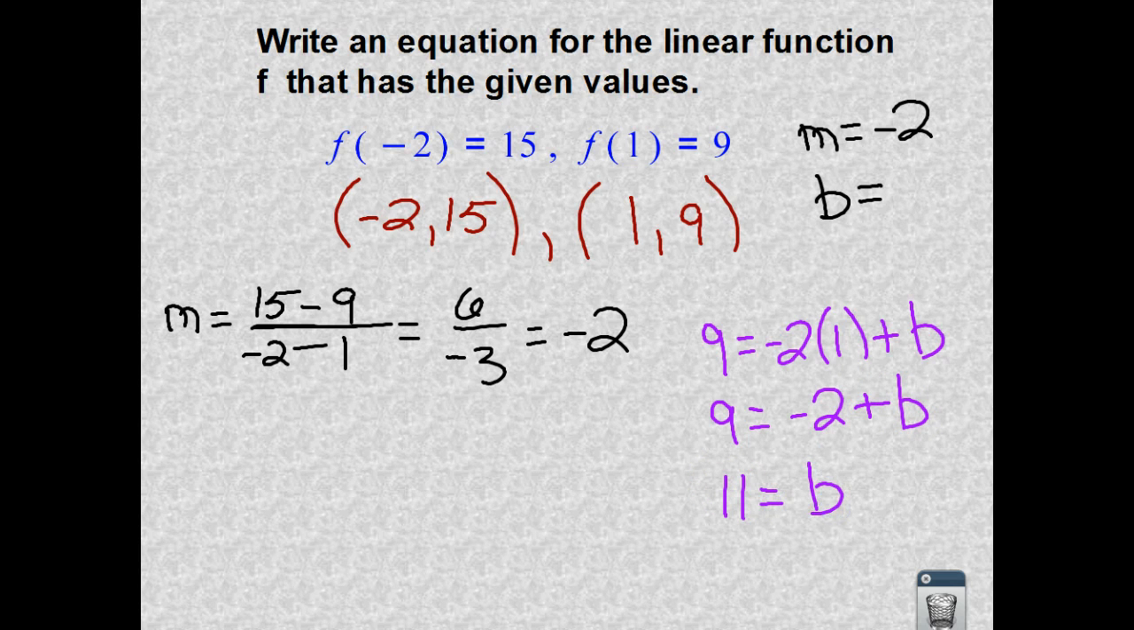All right, so now we have both necessary items. I see that m is -2 and b is +11. So it says write an equation. So here we go. Y is equal to -2x added to 11.